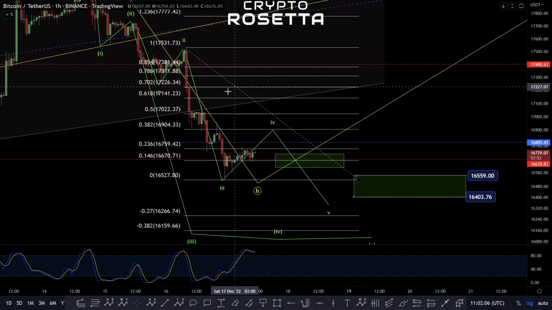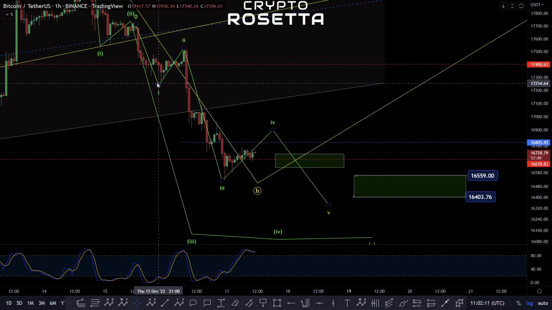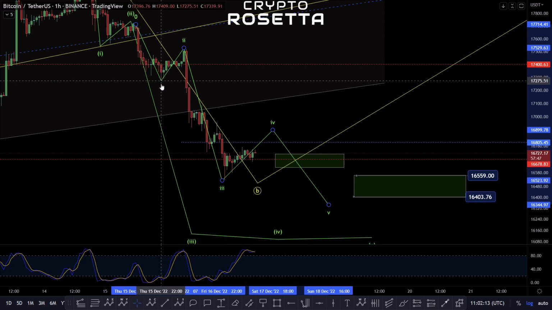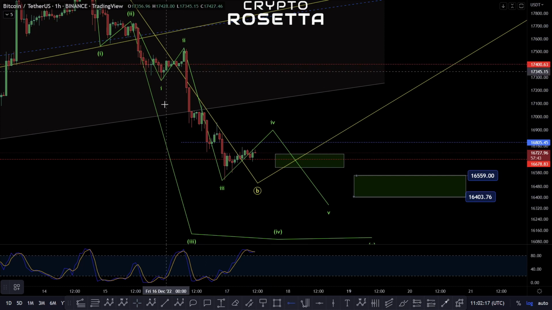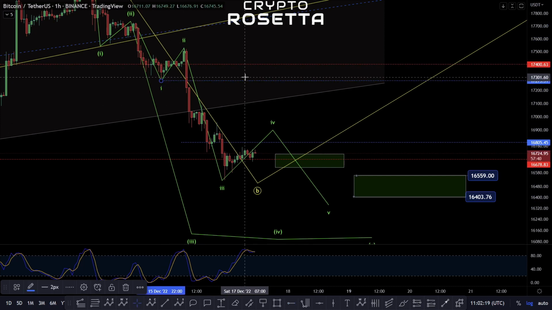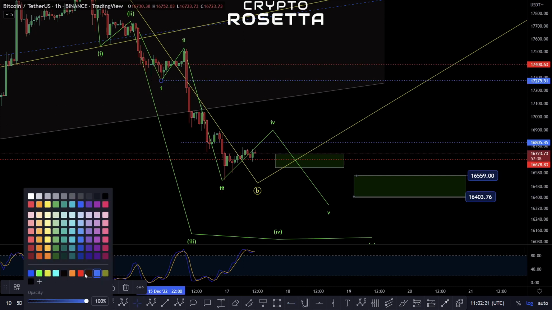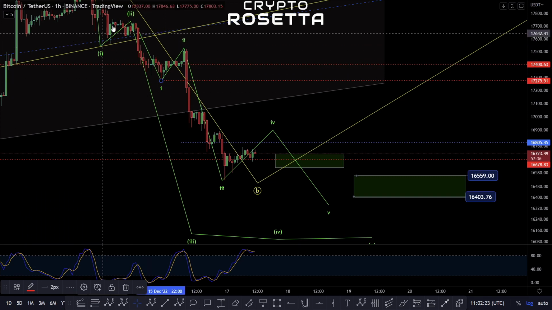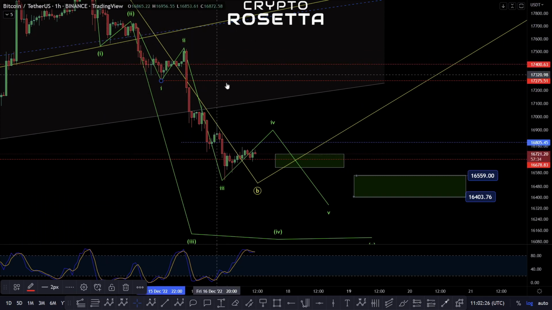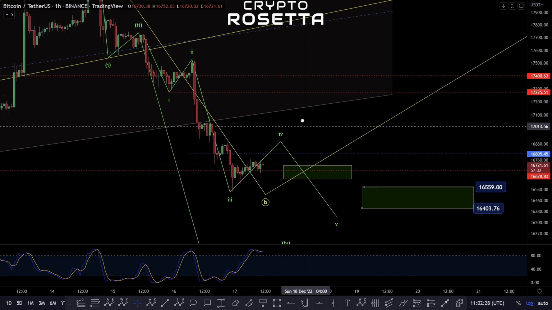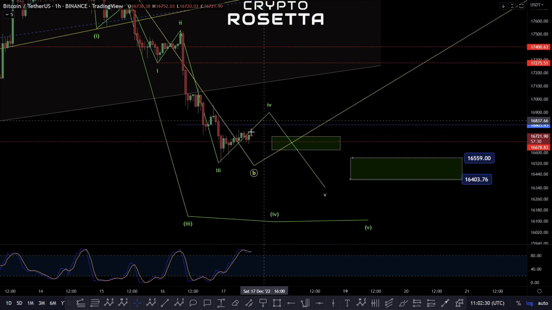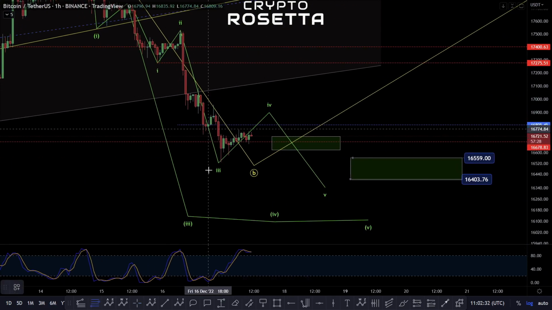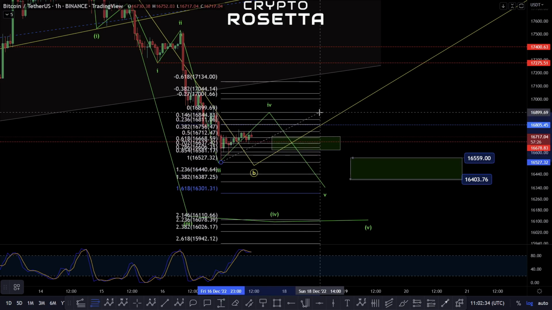Though, should we move up past this area here, so this area of 17275, basically that would invalidate this potential move that we have here. If we move up past this zone, we'd have to reevaluate this count, and then we would have something else going on. But if this is what's going on, we'd be looking for that 382 extension on that fourth wave, looking for continuation to the downside.